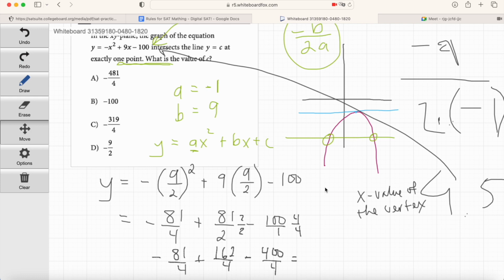I'm going to use the calculator here now. Go and work it out on your end as well. So it's 162 minus 81 minus 400. Negative 319. That's what I got. Our denominator stays the same, still 4. That should be the y value of the vertex right there. There it is, answer C. That's a tough question.